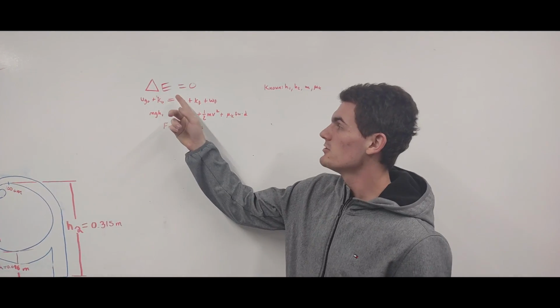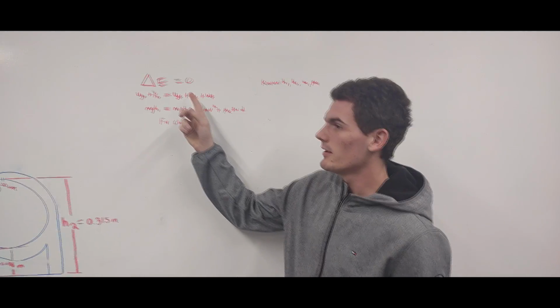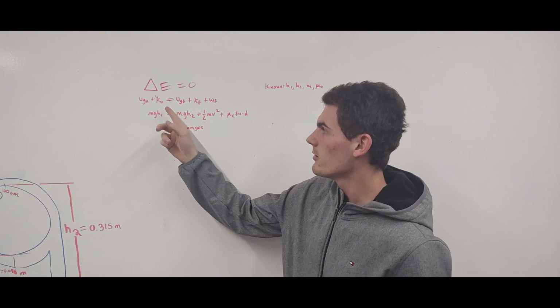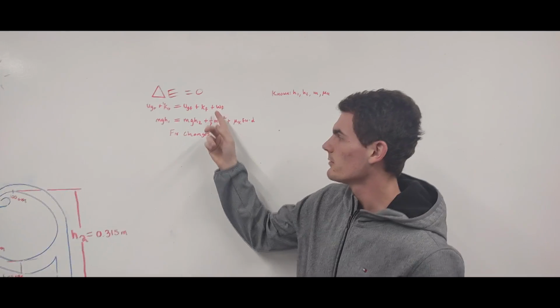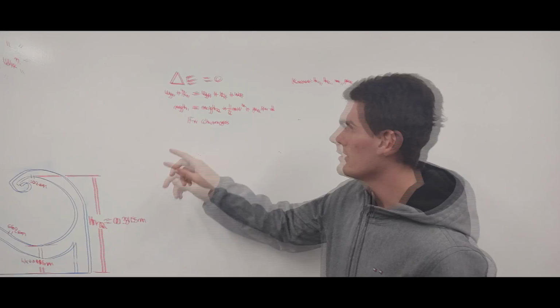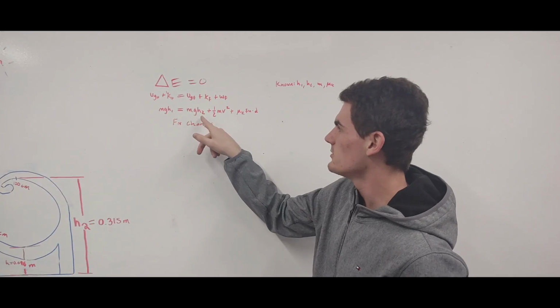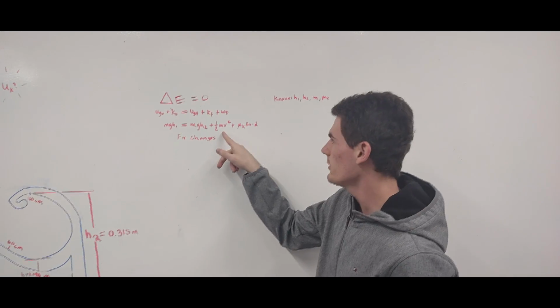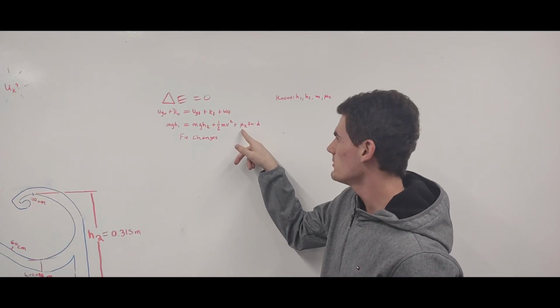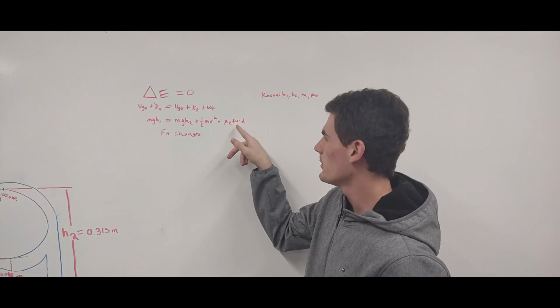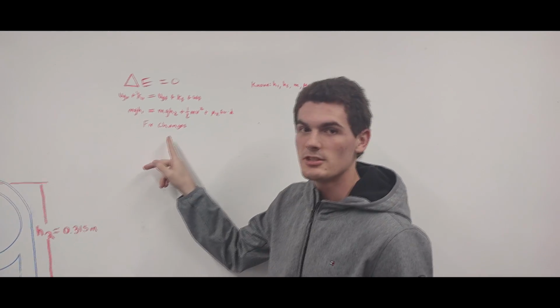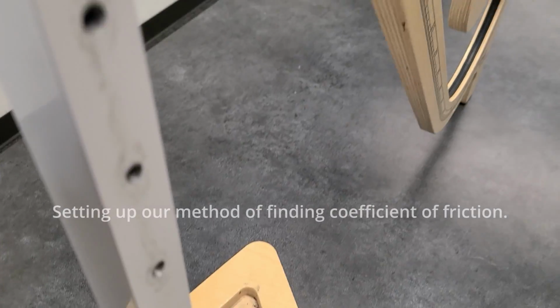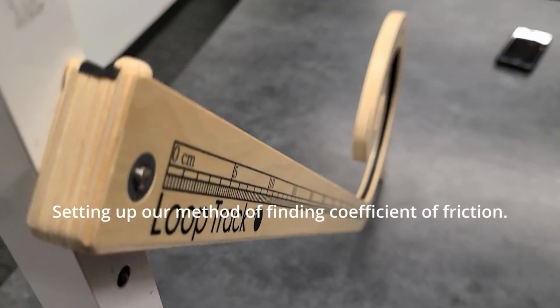First, we have change in energy is equal to 0, and then we have UG0 plus K0 equals UGF plus KF plus work of friction. Then mgh1 equals mgh2 plus 1/2 mv squared plus the coefficient of friction times Fn times the distance. The problem is the Fn changes. So first, we need to find the kinetic coefficient of friction.